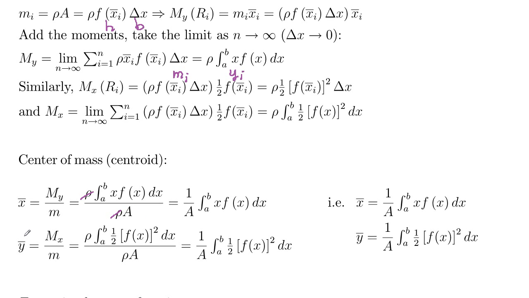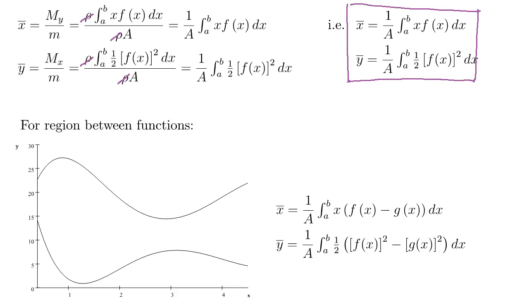And then the y coordinate of the centroid is going to be the x moment divided by total mass. So here's our x moment right here. And then here's our total mass. Density cancels again. So we've got now 1 over area here, and then the integral of 1/2 f of x squared. So that's this formula. So here's the summary of those two formulas, but I just wanted to show you how those derive. So that's for a region that's underneath the graph of a function.